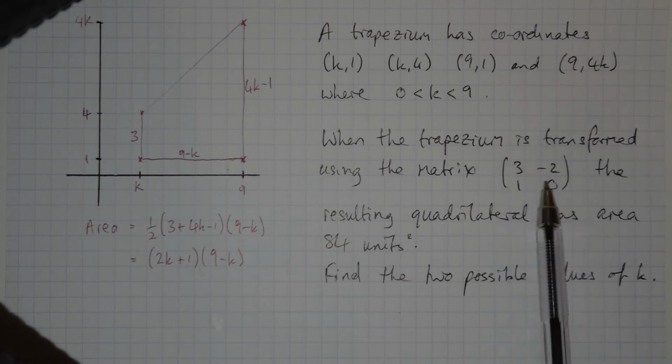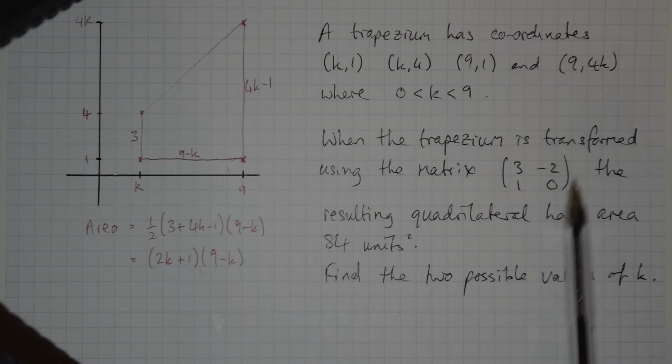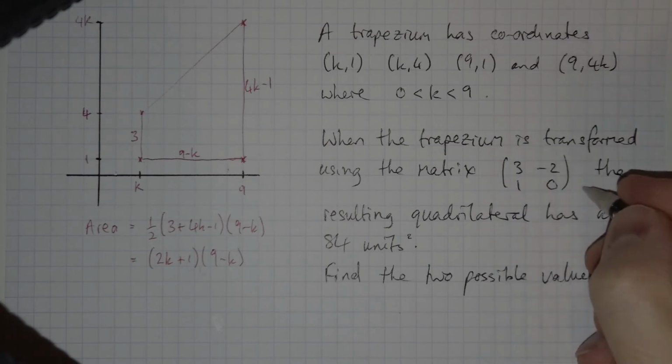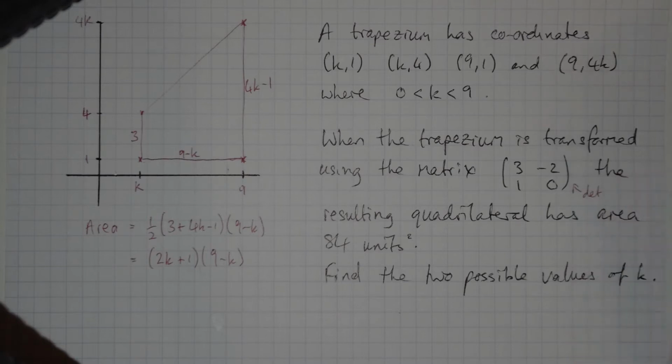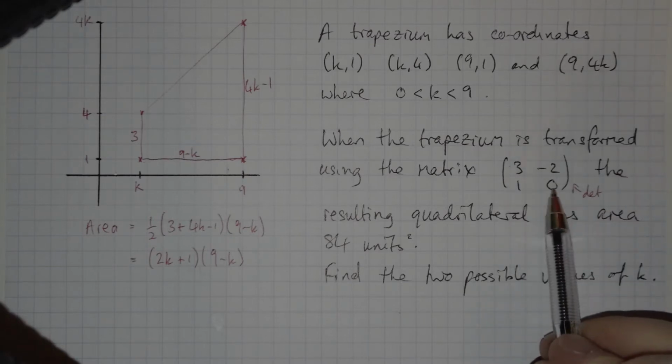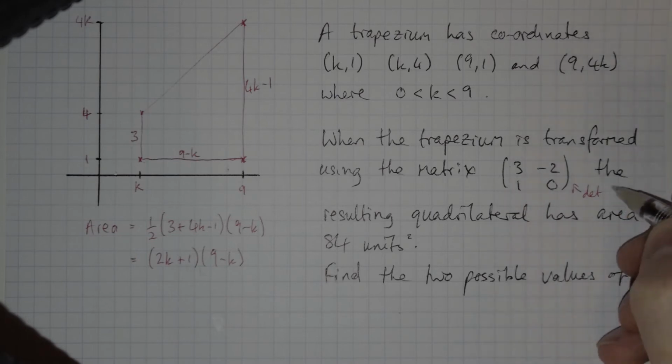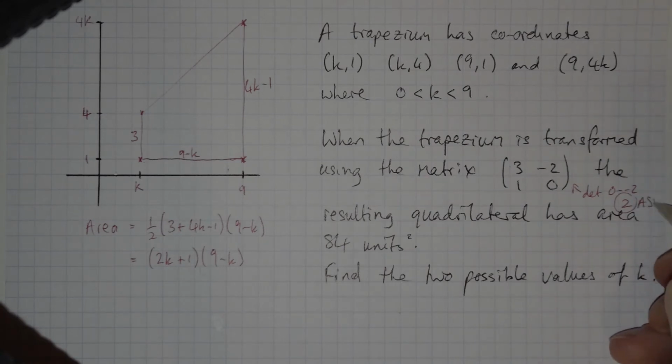If I work out the determinant of this matrix, I would know the area scale factor of any sort of enlargement that's going on here. Determinant of this: we have 3 times 0, which is 0, take away minus 2 times 1, so we've got 0 take away minus 2, it's 2. So my area scale factor is 2.